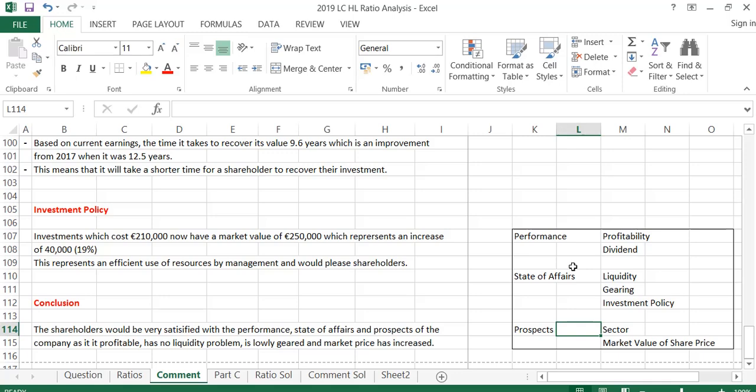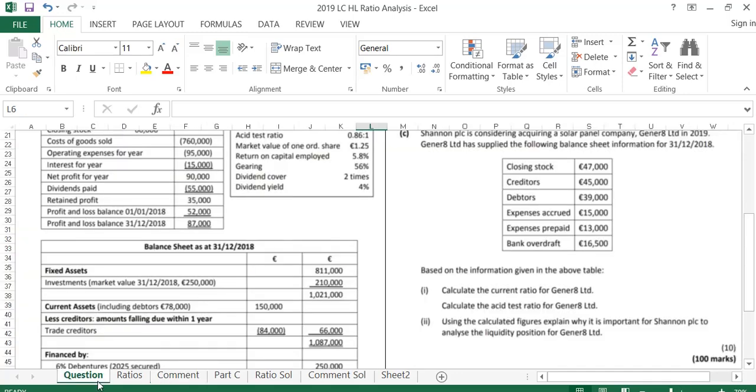That is part B of the question answered. So part C of the question says, Shannon PLC is considering acquiring a solar panel company, Ceret Limited, in 2019. Ceret Limited has supplied the following balance sheet information for the end of 2018. Based on the information given in the above table, calculate the current ratio for Ceret, calculate the acid test ratio for Ceret, and then using the calculated figures, explain why it's important for Shannon PLC to analyse the liquidity position of Ceret.